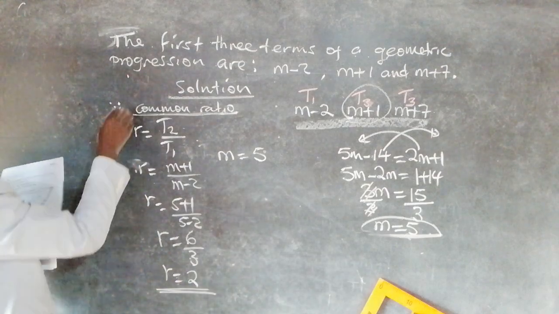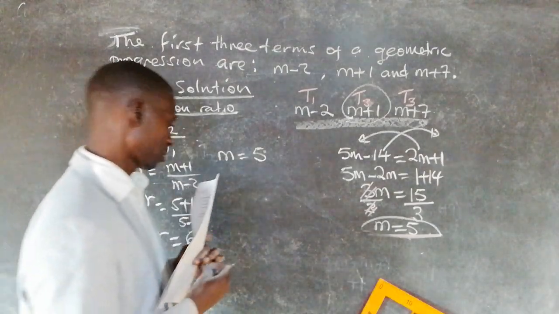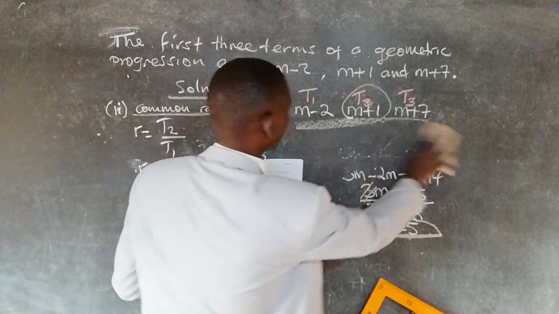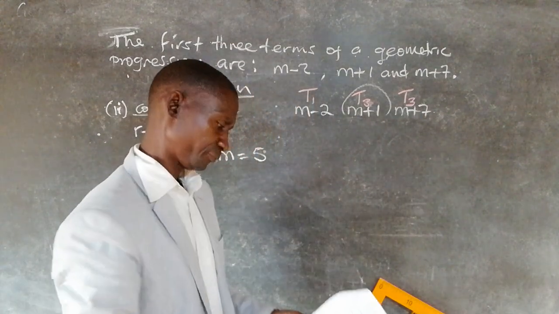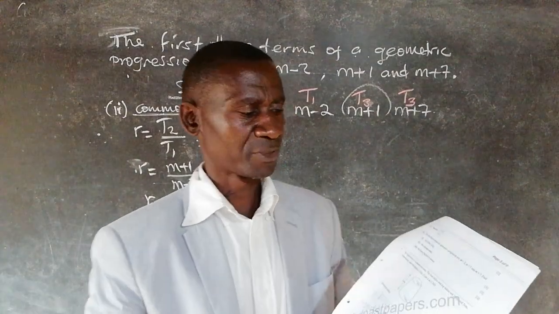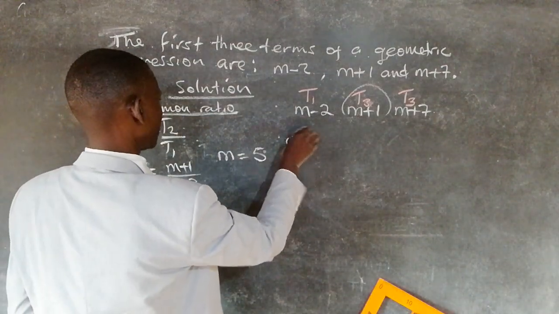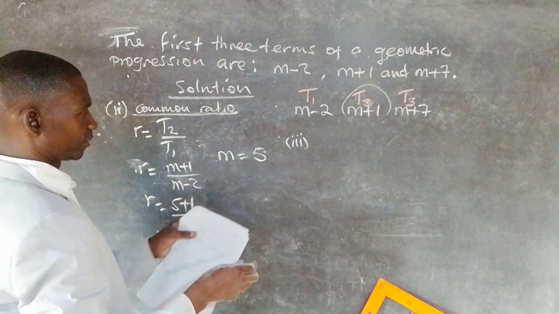By doing that, question number 2 is answered, and you score 2 marks. Coming to the third question. The third question is all about finding the sum of the first 6 terms of the GP. Sum of the first 6 terms. That is question 3. Sum of the first, not 3 terms, but the first 6 terms.